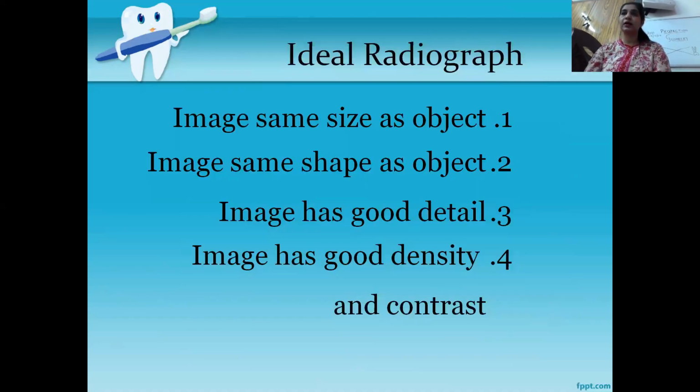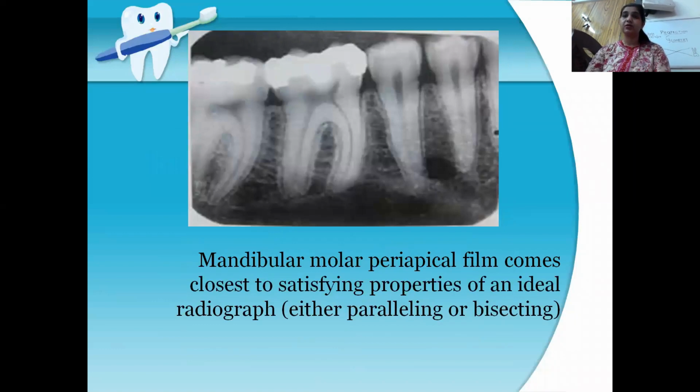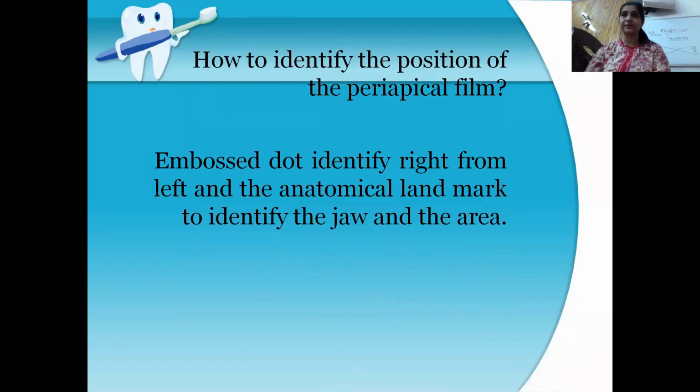For an ideal radiograph, the image should be the same size and shape as the object, the image should have good detailing, and good density and contrast. All these factors are important for an ideal radiograph. This is the mandibular molar periapical film, closest to satisfying the properties of an ideal radiograph. Either you can take it by the bisecting or the paralleling technique.